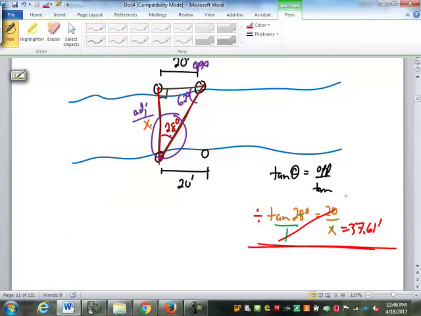So that's the key. When we know the angle and we're looking for one of the missing sides, we make this a proportion by putting it over 1 and we cross multiply and divide. If we're missing the angle, that's when we have to use the inverse trig function.